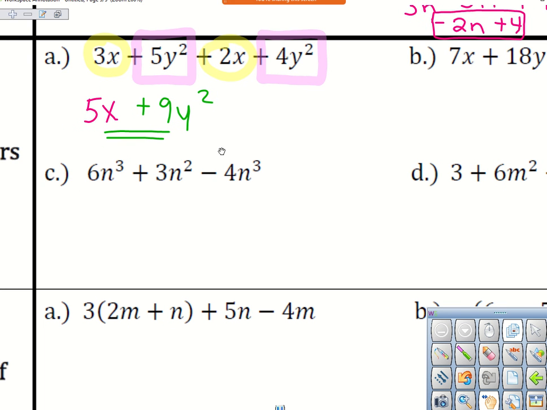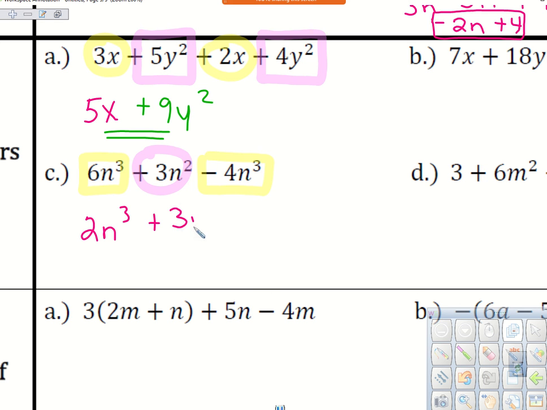I'm going to just go ahead and do letter C since it's already on my board here. 6n cubed. I'm starting here. What I would do is start with one term and then go across my expression and see if I have any others that are just like an n cubed. This one's not, it's an n squared. This last one is, it's a negative 4n cubed. And then what do I have left? I have a positive 3n squared. So I can combine my two things in yellow. 6 minus 4 is positive 2n cubed. And then I'm still writing this positive 3n squared. It's not going anywhere. It's just not combining with anything.